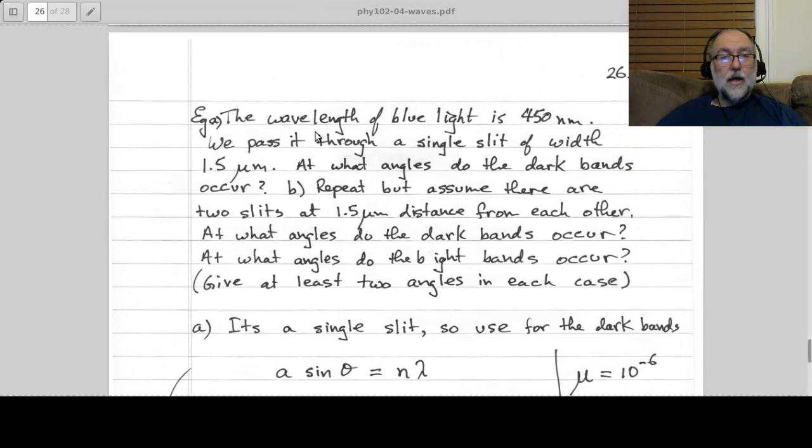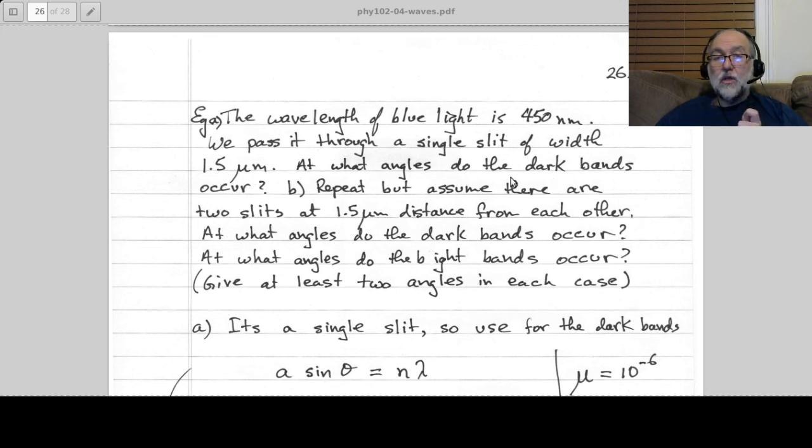The wavelength of blue light is 450 nanometers. This is approximately right, so blue light is around 450 nanometers wavelength. We pass it through a single slit of width 1.5 micrometers. Now we're going to need some of the metric prefixes for the small units. Like when we did the elasticity, we had large ones like kilo, mega, giga. Now we're going to the smaller sizes, and I'll give you micro in just a second. So 450 nanometers wavelength, and the size of the slit, that's a, is 1.5 micrometers.